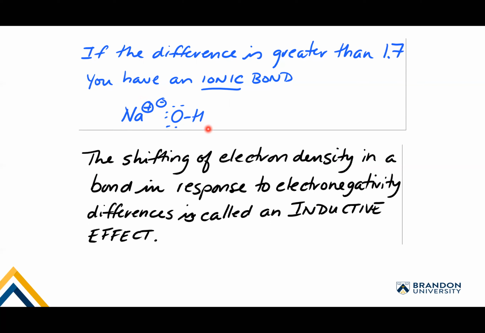Now, whenever you've got electron density shifting towards one atom over the other because of electronegativity, this is what we call an inductive effect. So later on, when we're talking about acids and bases, we're going to be able to look at the structure of a molecule and determine how acidic it is or how basic it might be, and inductive effects become an important factor in this. Inductive effects take place through sigma bonds. So if electron density in a sigma bond is shifted towards one atom because of an electronegativity difference, we call this an inductive effect.